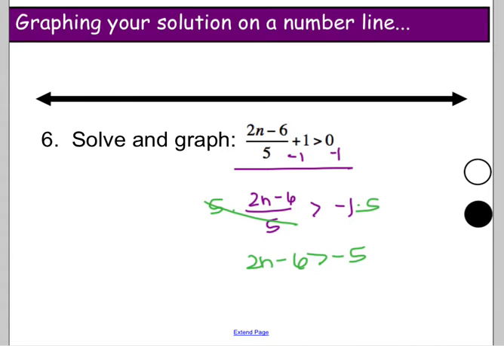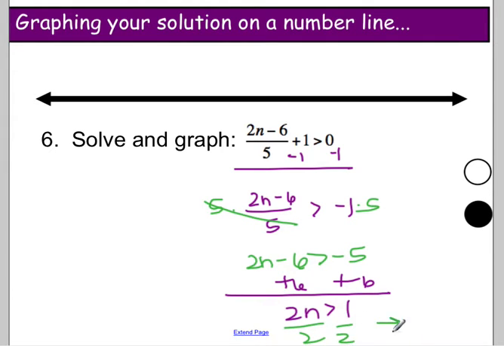Now I would add 6. So I have 2n is greater than negative 5 plus 6, which is 1. And last step, divide both sides by 2. So my final answer is n is greater than 1/2.